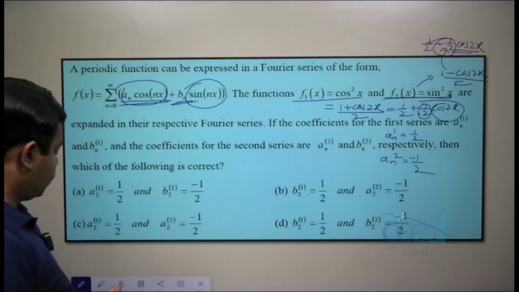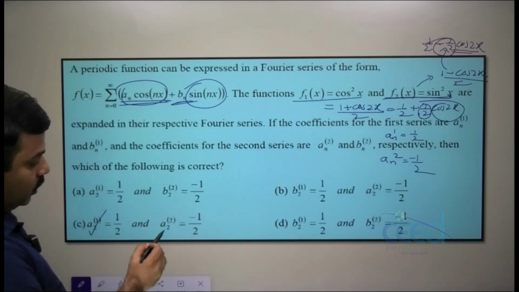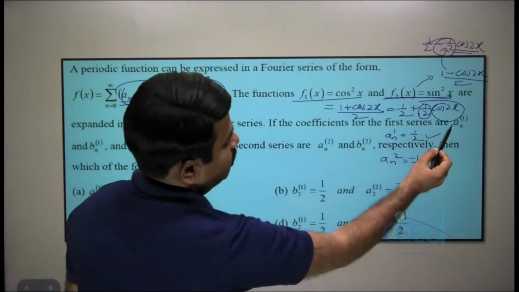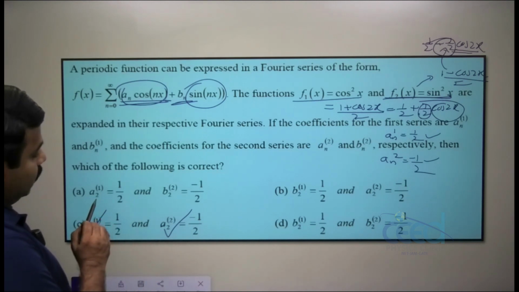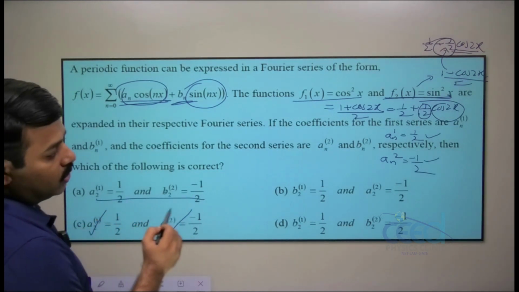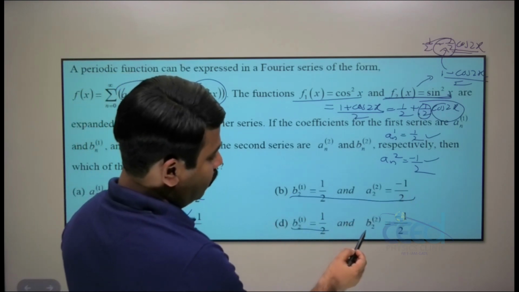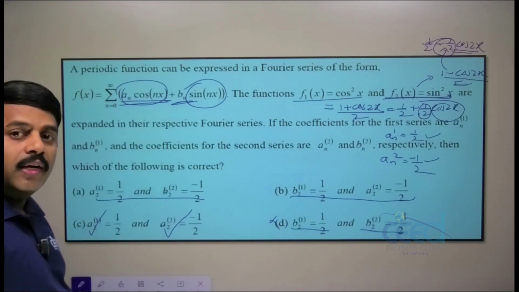Then which is the correct option? See, the first a coefficient is 1 by 2, the second a coefficient is minus 1 by 2, right? So, this is this and this is true. Now, here b is existing, so this is not correct. Here also b value existing, not correct. Here also b value existing, not correct, right? So, option C is correct, right?